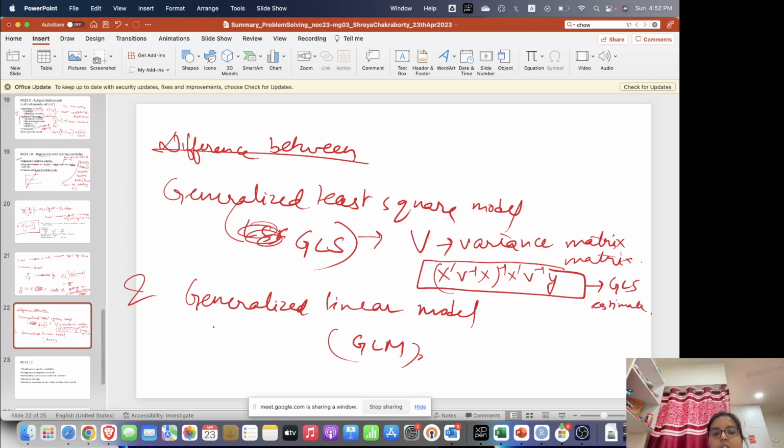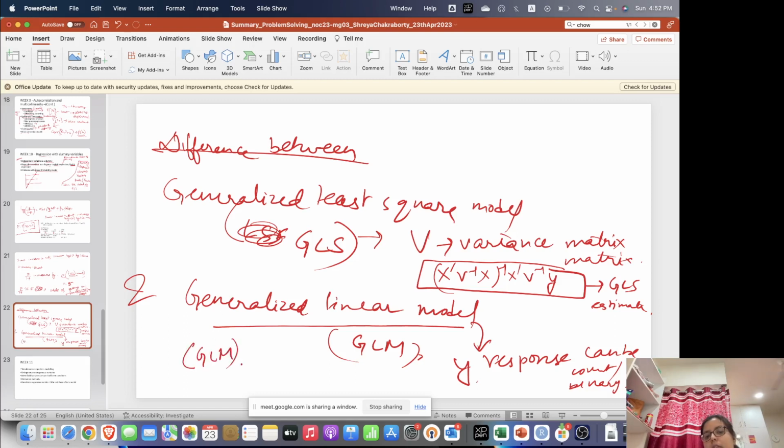But the generalized linear model is different. It differs when the response can be count, can be binary, or it can also be linear. All of these fall in the generalized linear model category. So GLS and GLM are essentially different. Please keep this in mind. These are not the same concepts.